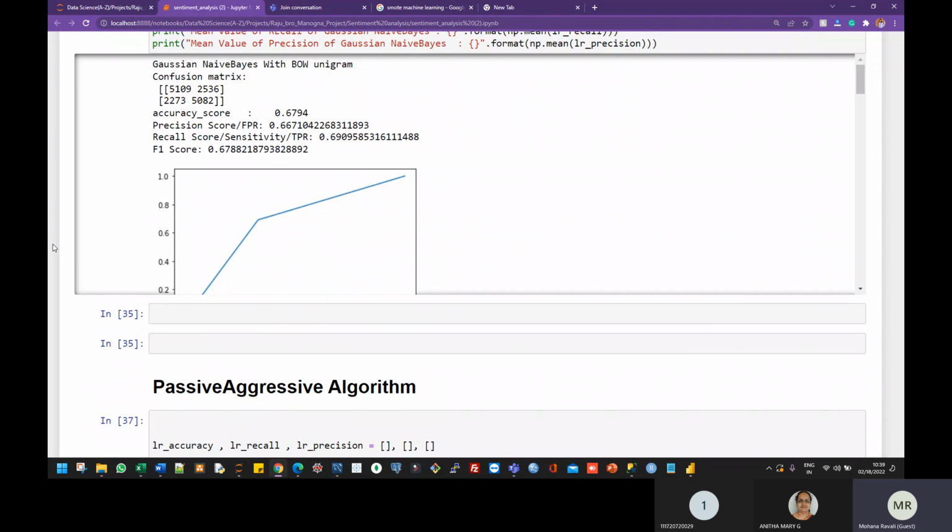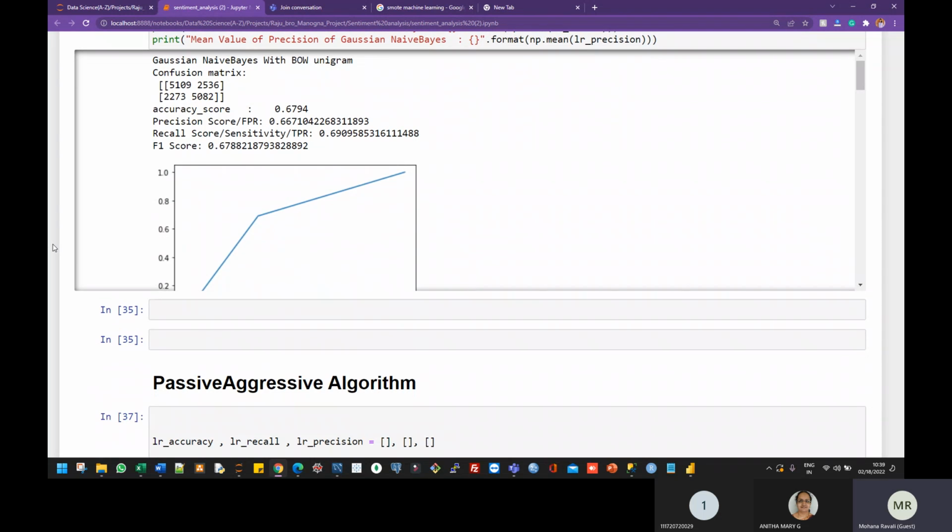Yes. Complete exploring technologies. That is why you have to select your projects. Be very careful while selecting projects because that will be in your resume again. You have to explain that in your resume. Okay, fine. Next, see, passive aggressive algorithm.